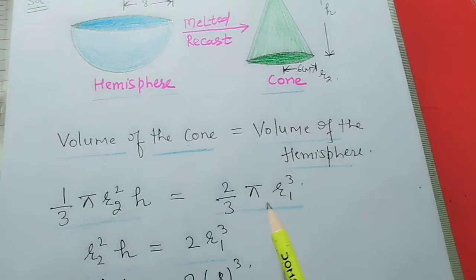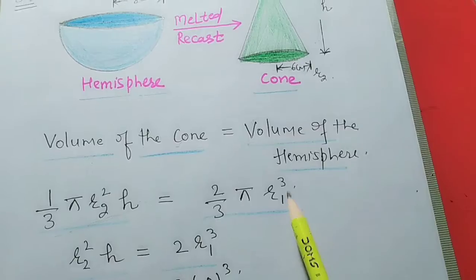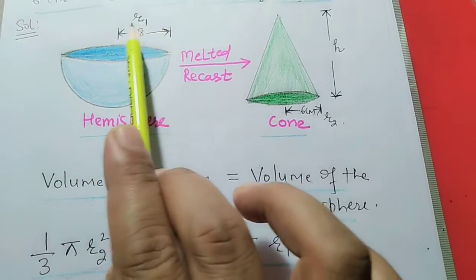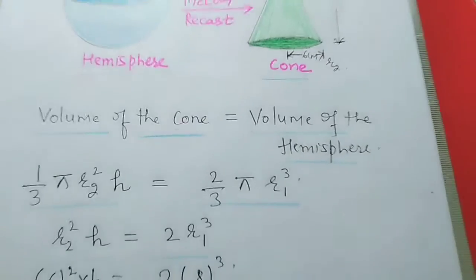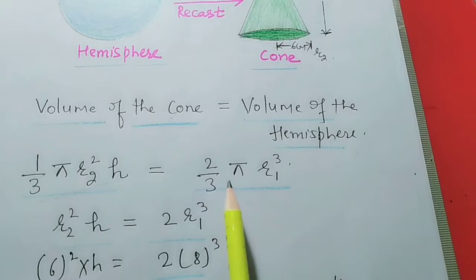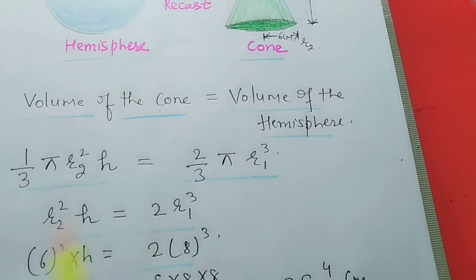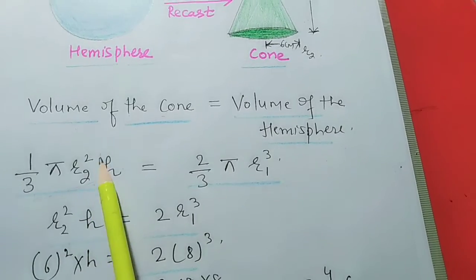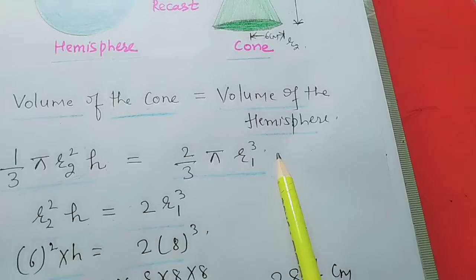And what is the volume of the hemisphere? This is the formula, 2 by 3 pi r cube, and r1 is the radius of the hemisphere. So to reduce the calculation, I have cancelled out 3 with 3. These 3 will be cancelled, and pi will also be cancelled. So now we are left with r2 square h equal to 2 r1 cube.